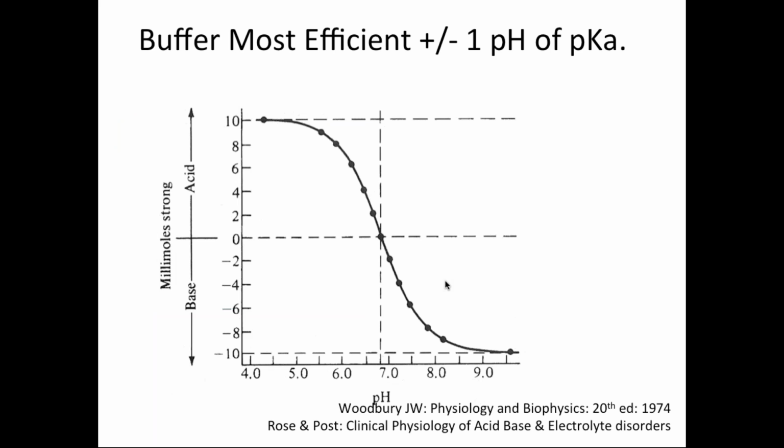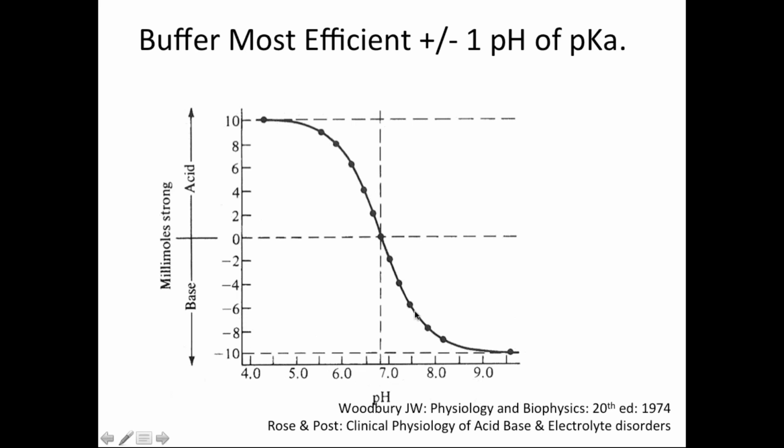So the buffers, whichever buffer you're looking at, this graph is for the phosphate buffer that we just talked about, with the pKa being at 6.8. But this is true for any acid that you look at, that there is a very linear curve above and below the pKa, where it works as a very efficient buffer.